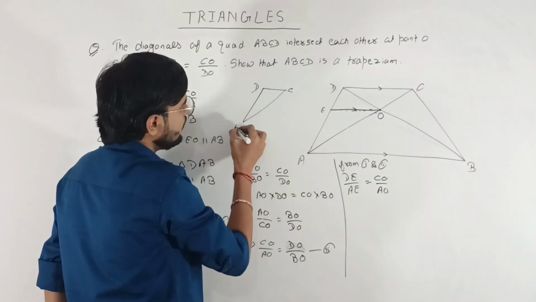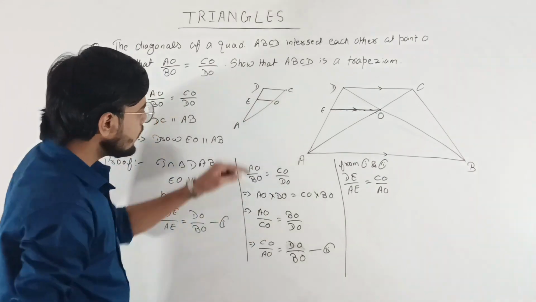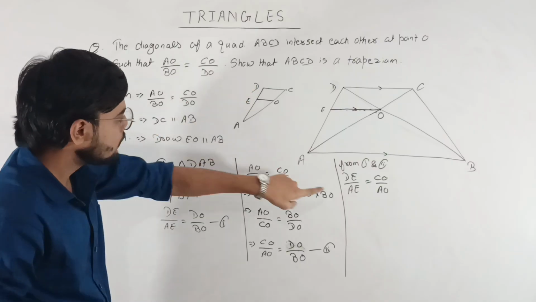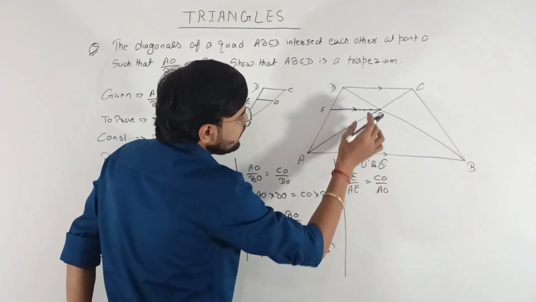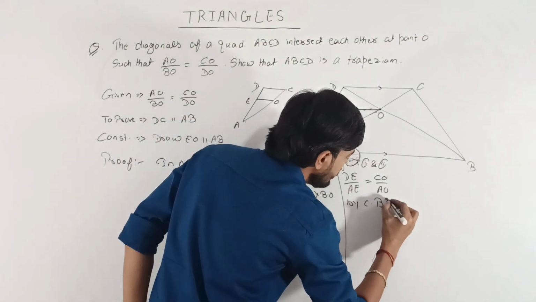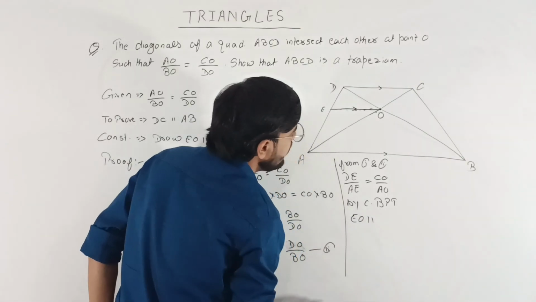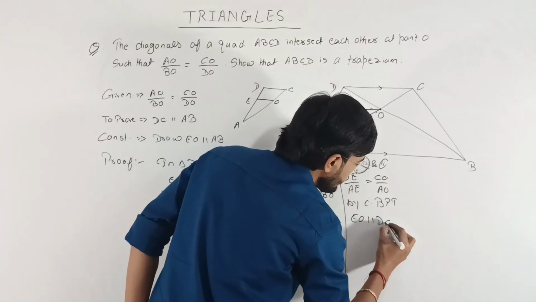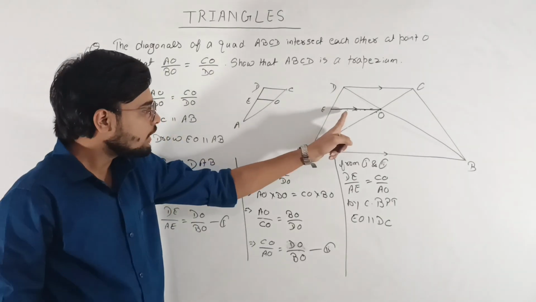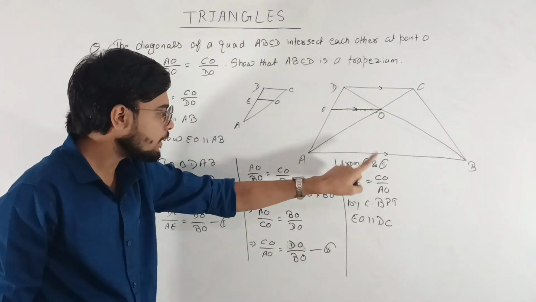This is triangle DCA. In this triangle, we have DE and AE, CO and AO. So from this ratio, by converse of BPT, we write EO is parallel to DC. Now look, when we did the construction, EO is parallel to AB. We constructed EO parallel to AB, and here we proved that EO is parallel to DC. Then DC is parallel to AB.